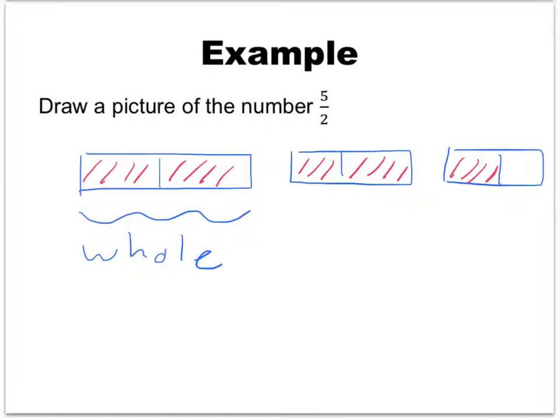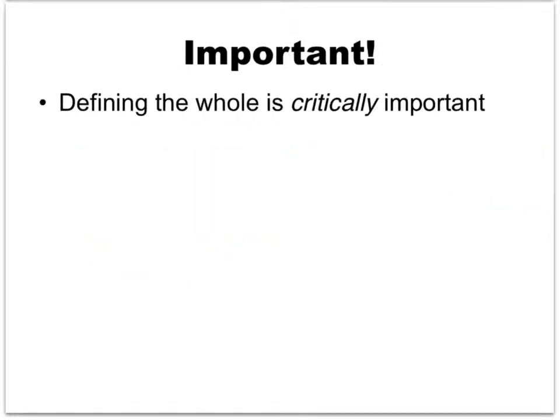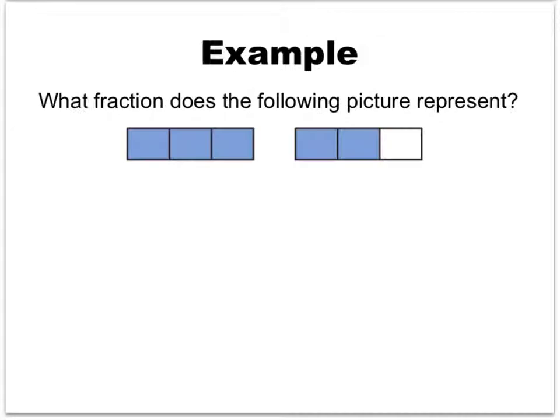And again, to properly understand this picture, we have to realize that this whole is one strip that has been broken down into 2 pieces. And again, it may sound like a broken record, but it's extremely important to remember that defining the whole is critically important. If we don't define the whole, the fraction and the picture aren't going to make any sense. Okay? So let's illustrate this with a simple word problem.